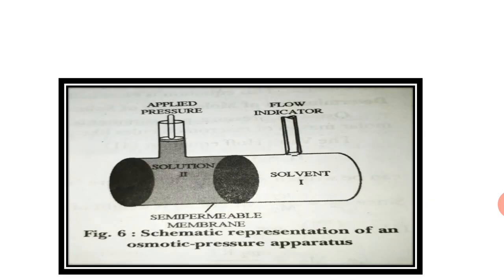Let us see the diagram which shows the osmotic pressure apparatus. As shown in the diagram, it contains two compartments. Right hand side compartment contains pure solvent which is separated by semi-permeable membrane from the solution compartment, that is the left hand side compartment. Solution is made up of solute plus solvent, thereby pressure is decreased, which is shown by applied pressure.